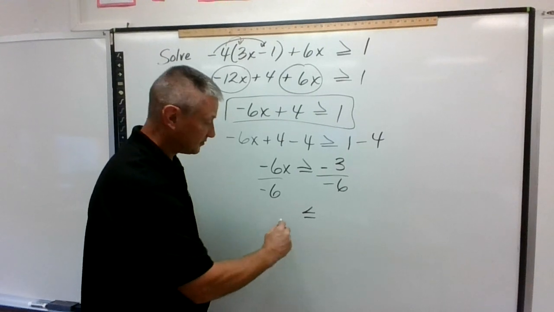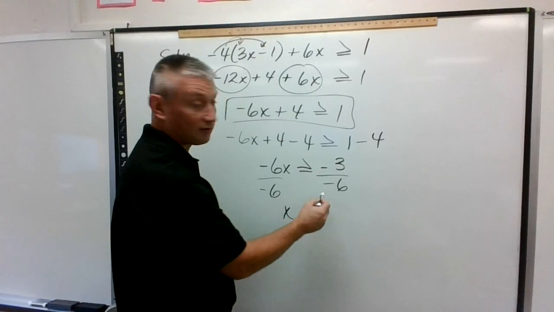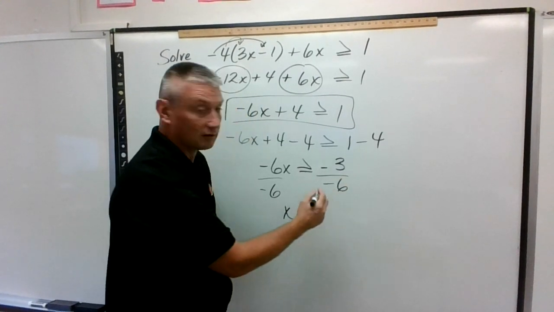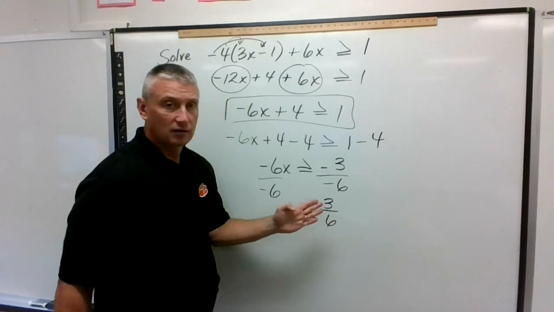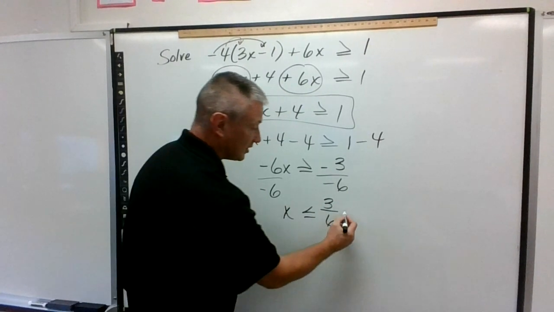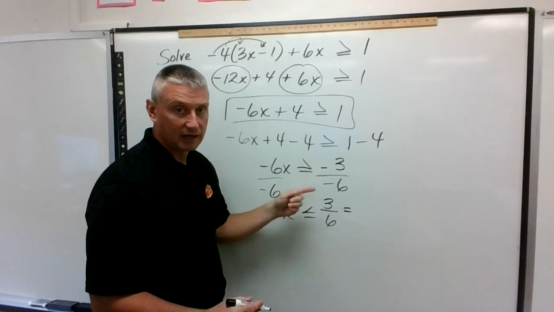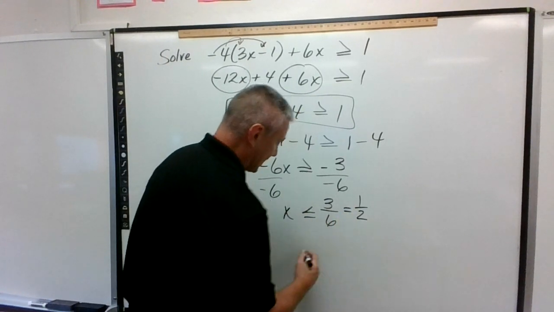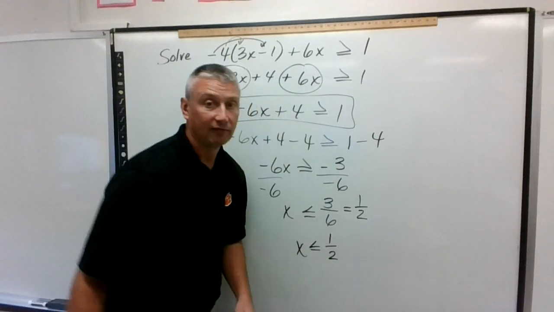Negative 6 divided by negative 6 is just 1. That's where we get our x. And a negative divided by a negative, guys, will give us a positive. We don't necessarily have to leave that as a positive 3/6. We're just going to rewrite it as 3/6 because the negatives will get rid of themselves. A negative divided by a negative is a positive. But we'll also simplify this down to 1/2. So x is less than or equal to 1/2.